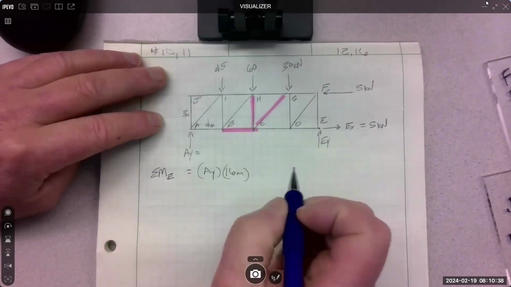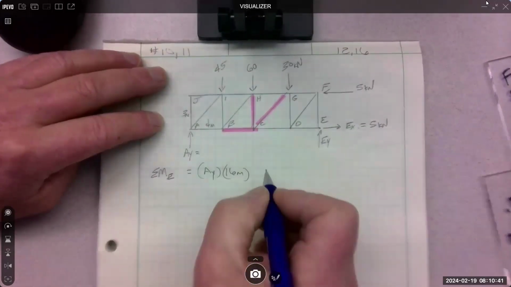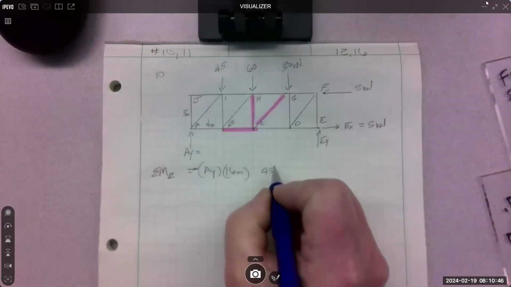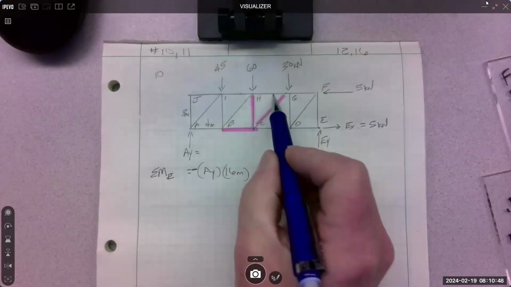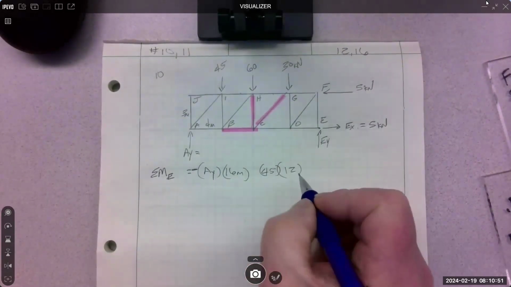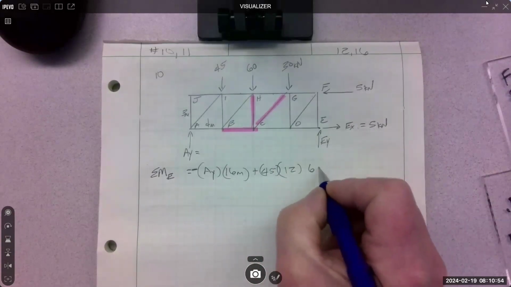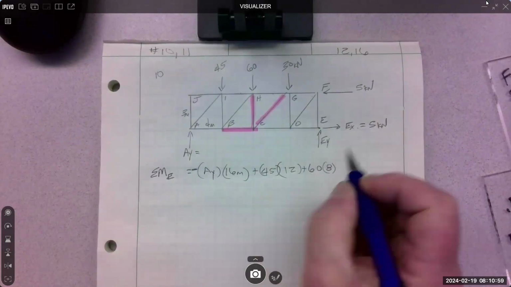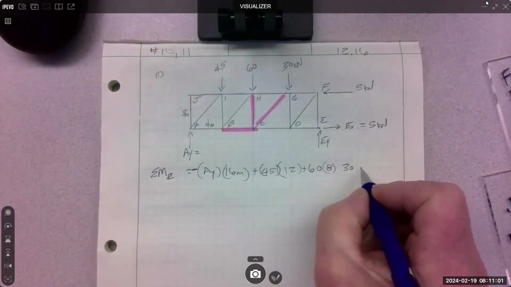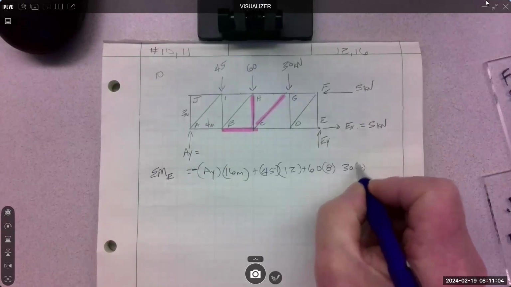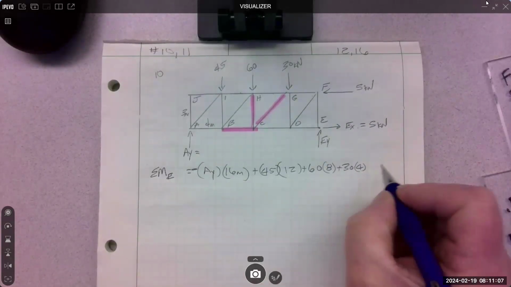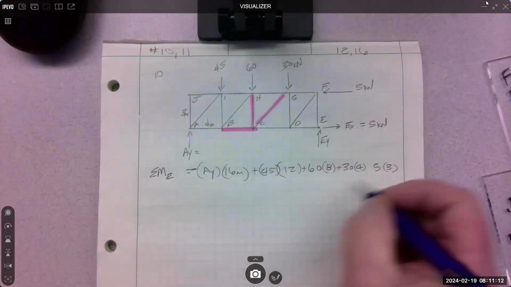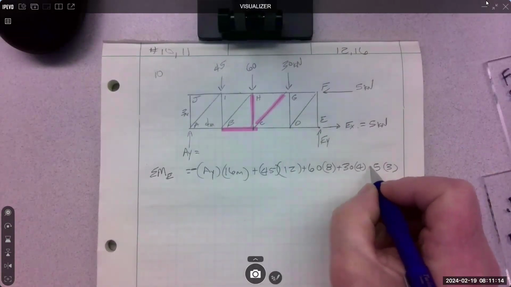Rotation negative. Okay, that's good. And then it's 45 times this one, 1, 2, 3, 12, positive. 60 times 8, positive. 30 times 4, positive. 5 times 3 is positive.